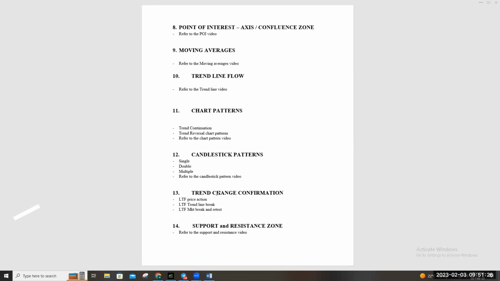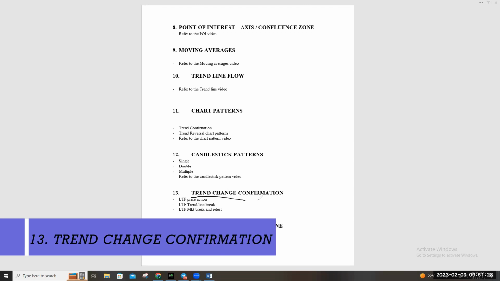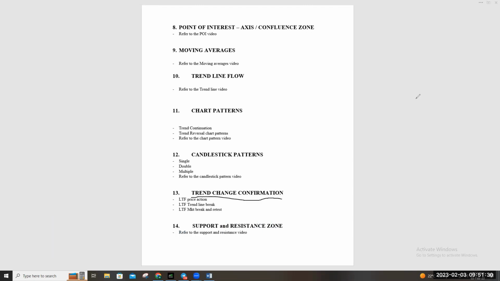Quality number 13 is the trend change confirmation. So let's say you're on a buying cycle. The market has been pushing higher and higher, and you get to the end of that trend, and then there is the accumulation or some range, and the market needs now to push to the downside.